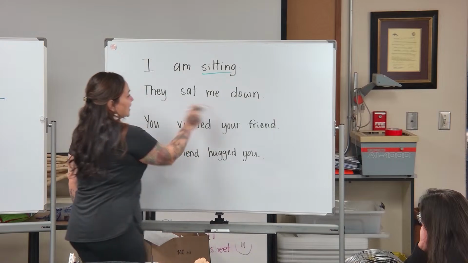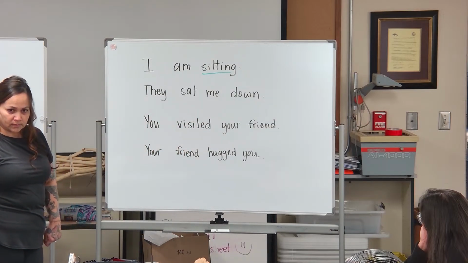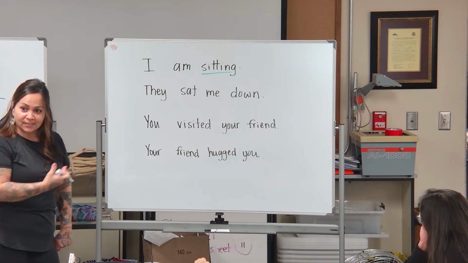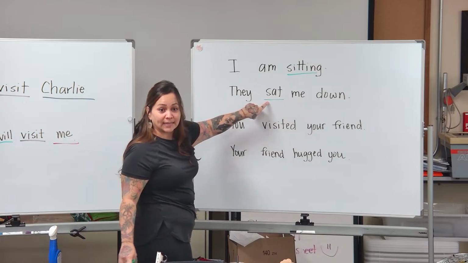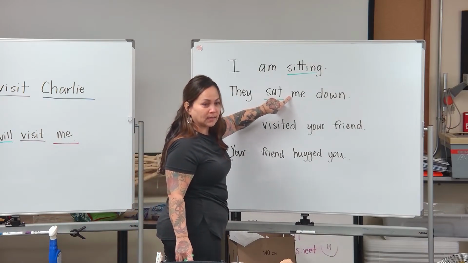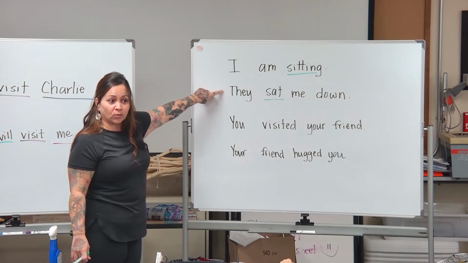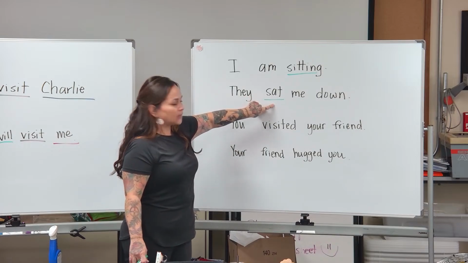So for this next one, they sat me down. What is the verb in that sentence? It's also a form of sit, sat. Yep. Am I before the verb or after the verb? After. So that means in this sentence, I will be represented in that person patient ending. They sat me down. They are the actor because they're the ones performing the action. I'm the one experiencing that action. They sat me down.